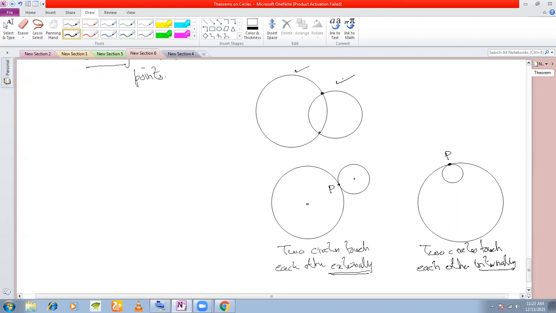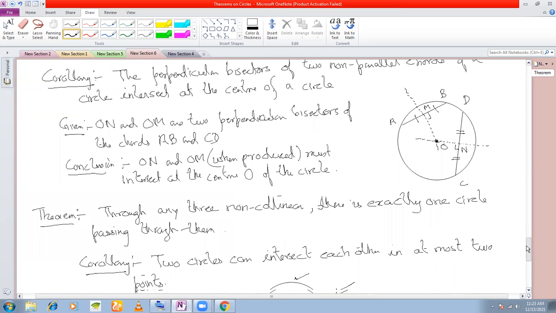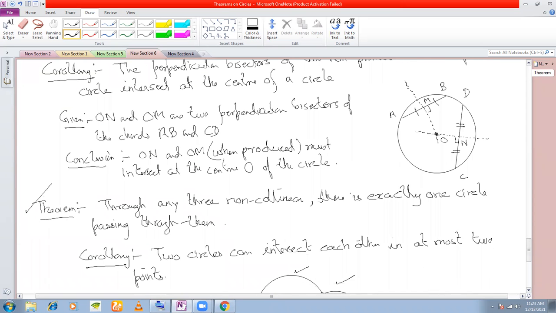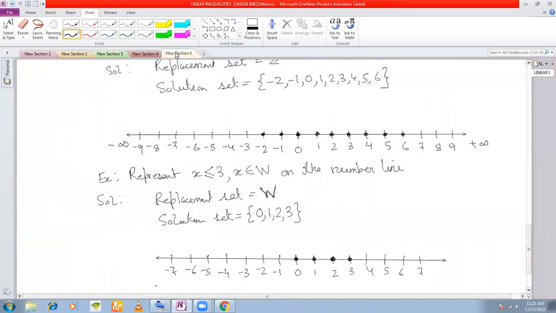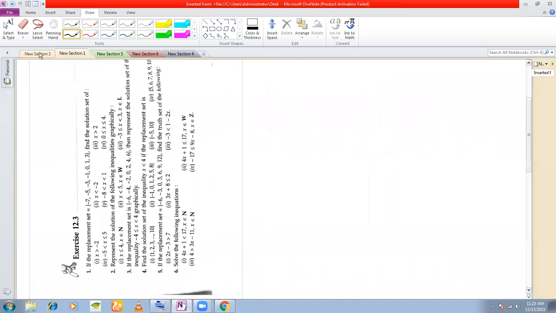The proofs of all these, except the last one, obviously, this theorem, you might find a little tricky, but all the other proofs are very, very easy. You can do them all from congruent triangles. Fine. Let us move on to the problems on circles.